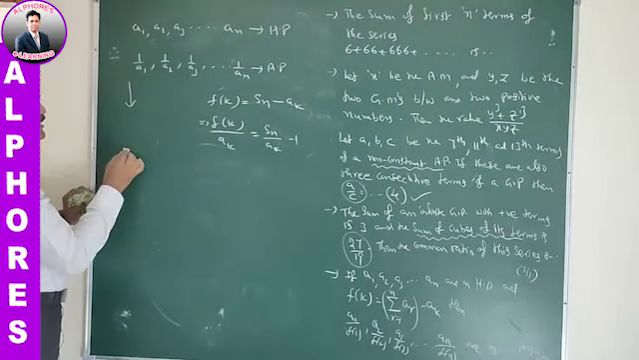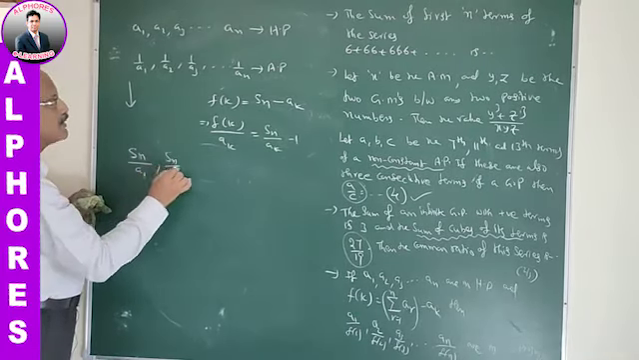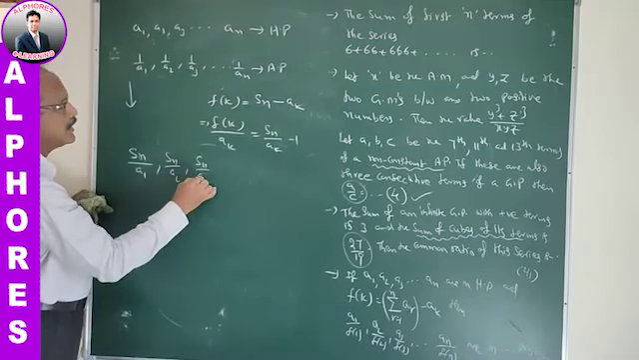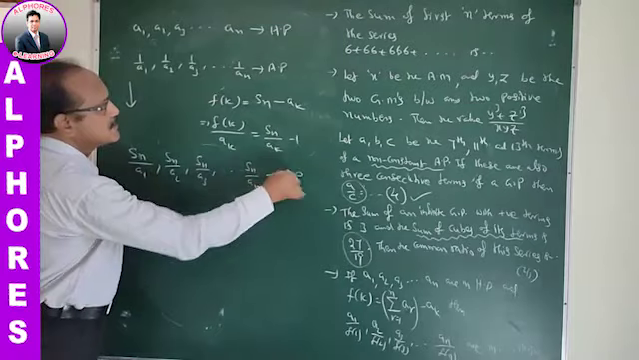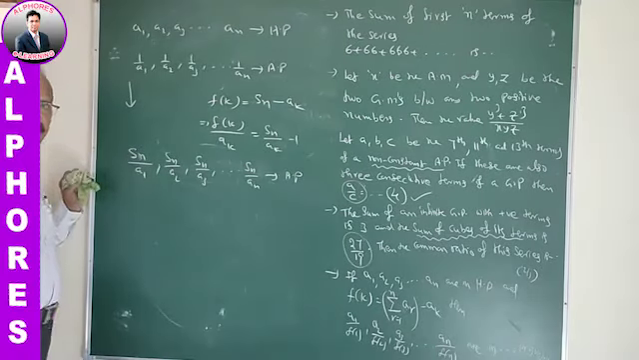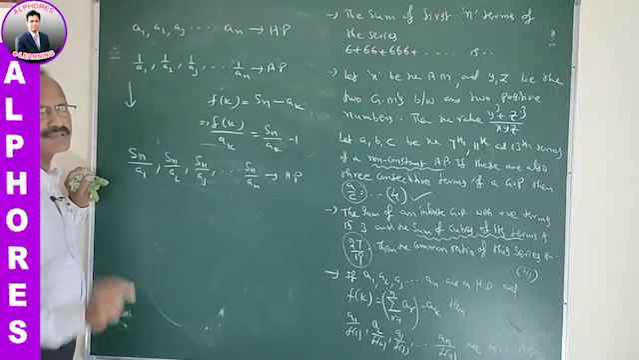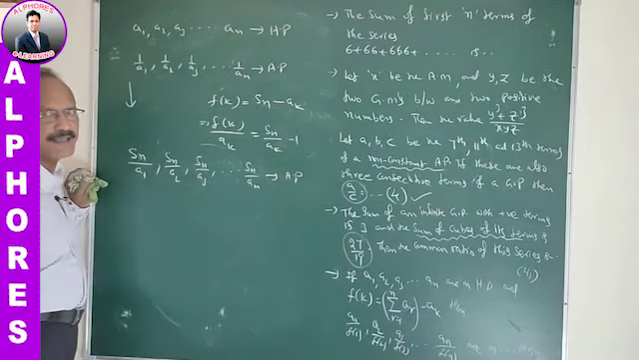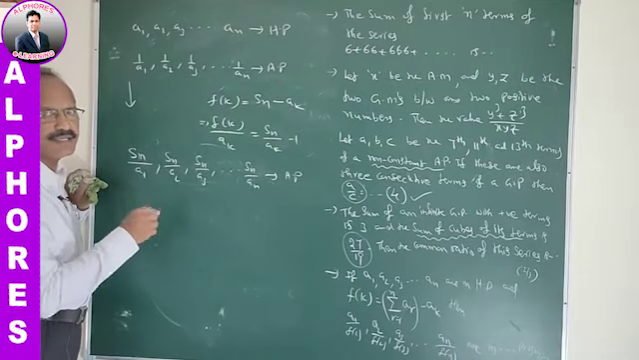Now I am multiplying each term with S_n: S_n by a1, S_n by a2, S_n by a3, and so on up to S_n by an. The resulting series is also in AP. If the terms of an arithmetic progression are multiplied by a non-zero constant, then the resulting series is also in AP. If you add or subtract a constant to the AP terms, then the resulting series is also in AP.